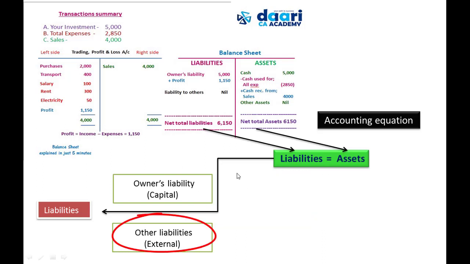You might have seen in the balance sheet that the liability to others is nil. Why? Because you have started the business with your own funds. That's why there is only owner's liability, but no liability to others or external liabilities.